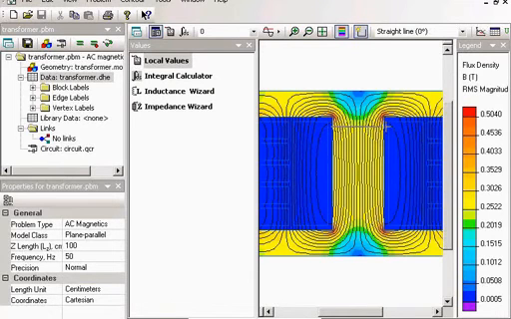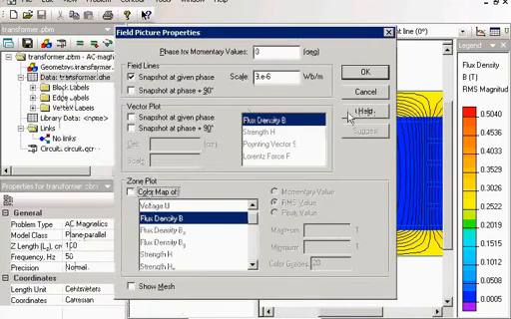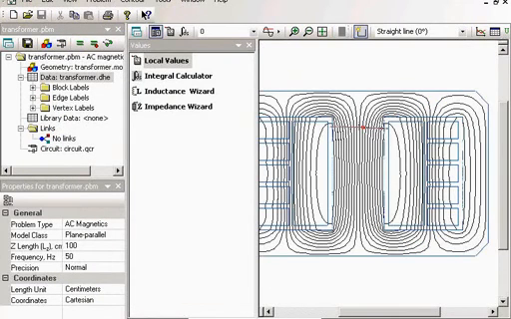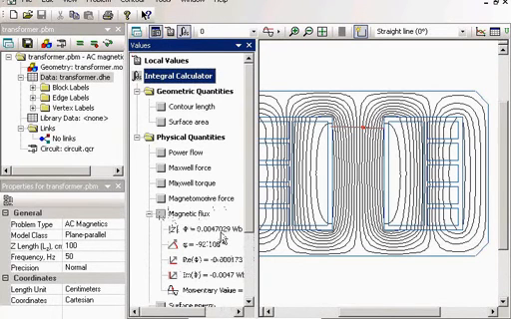I put the contour here. Let me switch off the color map to show you the contour. This is my contour. And this is the magnetic flux. The current I know, the flux I know, so I can calculate the inductance.